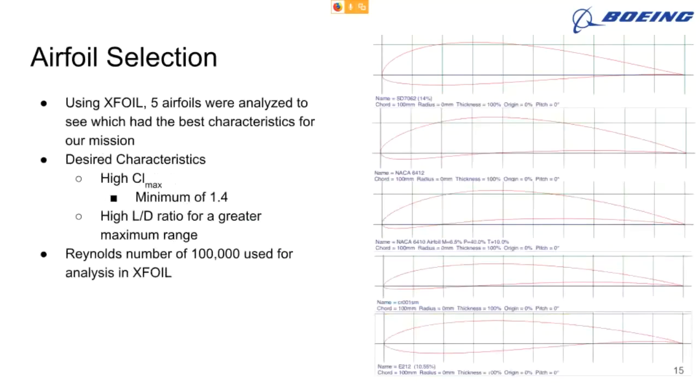So here is our airfoil selection. We had a wide base of airfoils, but after analysis, we broke it down to these 5 airfoils. The airfoils that we have selected for testing were the SD7062, the NACA 6412, the NACA 6410, the CR 001, and then the Eppler E212. We had a CL max minimum of 1.4. We were looking for high lift over drag ratios, and we ran XFOIL and XFLR with a Reynolds number of about 100,000.